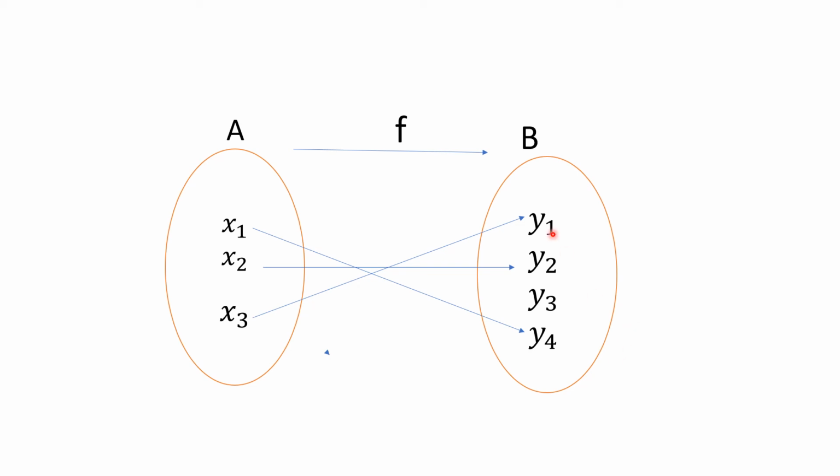The element y1 is the image of x3, f of x3 equal to y1, or y1 equal to f of x3, and x1 has the image y4. We can write y4 equal to f of x1, that is the image of x1. Similarly, y2 is the image of x2, that is y2 is f of x2, and there is no pre-image for this y3. So, it is in the codomain, but it is not an element of the range set. So, y3 is not in the range set.